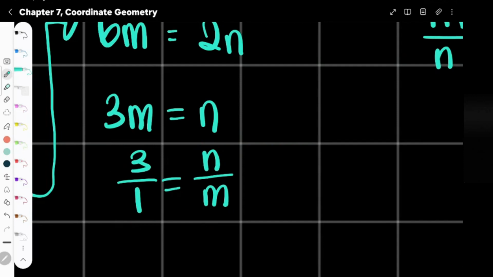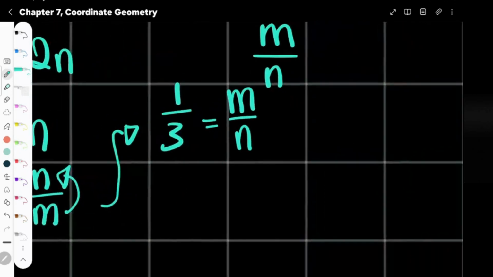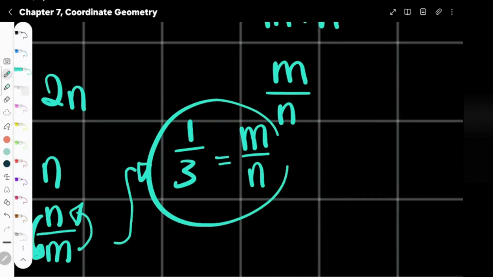Because you can actually swap the place so that the other side can also swap the place. So what I mean by that? If I were to move the 3 over 1 to become 1 over 3, that means I swap the place, right? So the other side of the equation will also have to swap. So it becomes m over n. And tada, you already found the ratio.